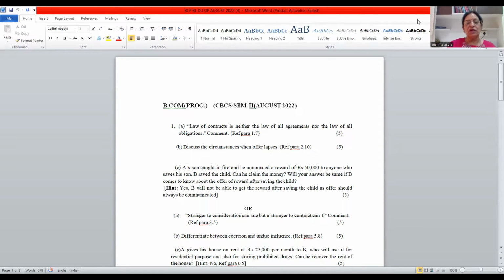There is a very important case law which is Lalman Shukla versus Gaurishankar. But the person should know the offer. The knowledge of the offer is a must. If the person has accepted the offer without knowing the offer, then that offer will not be valid.